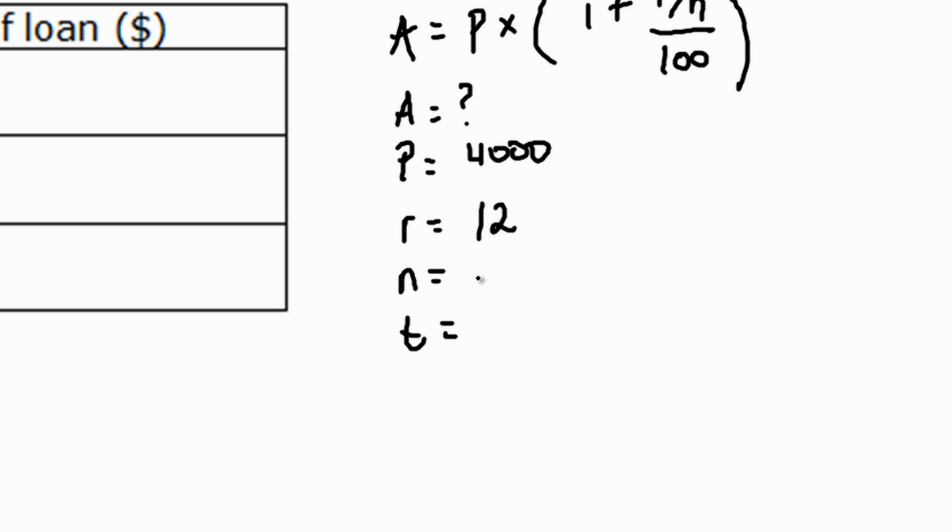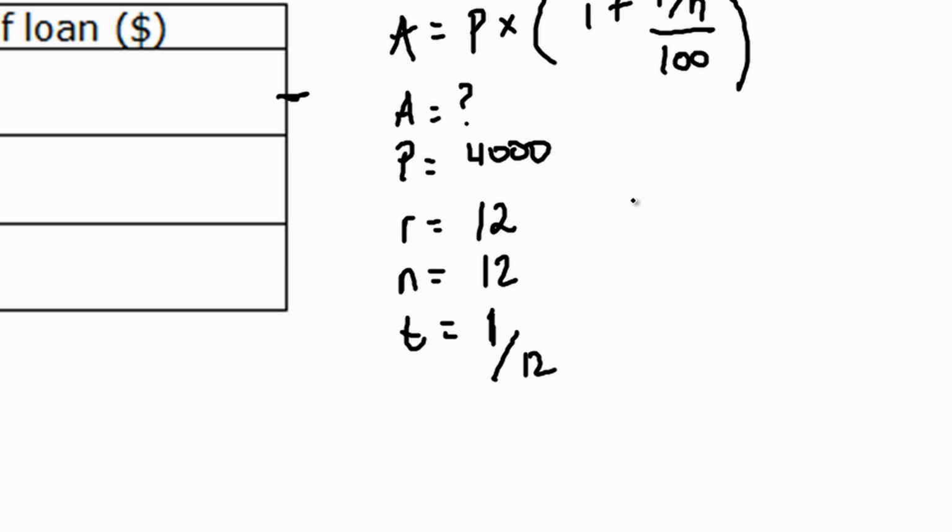Our N, well, compounded monthly, so there are 12 months in a year, so we put down the 12, and T is how many months we're looking at. Well, it's supposed to be years, but because we have to look at each month separately, we have to do 1 month out of the 12, so 1 divided by 12. That's because we're doing the first month, so 1 divided by 12.